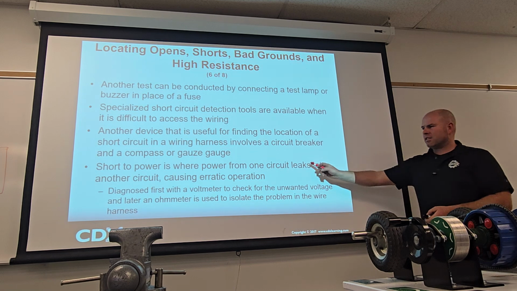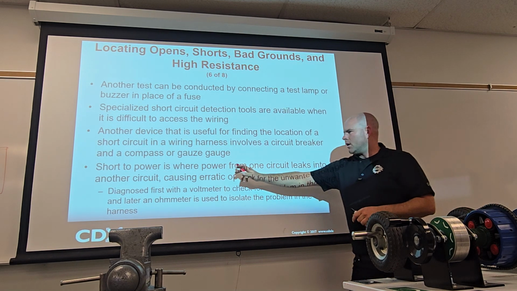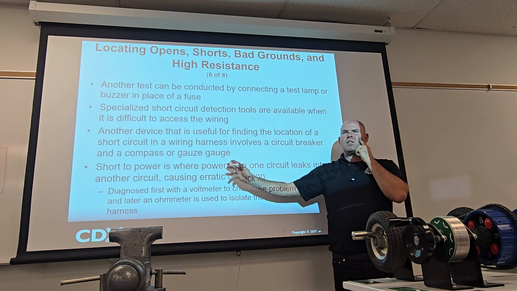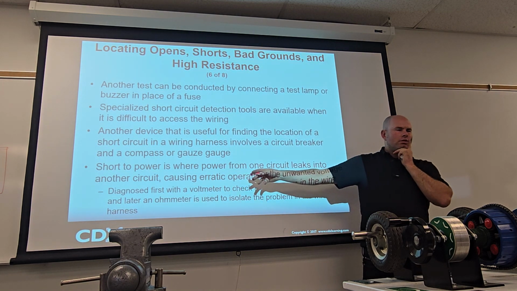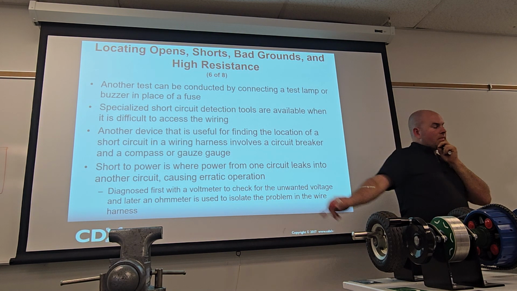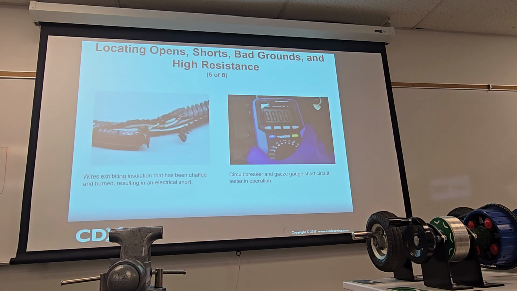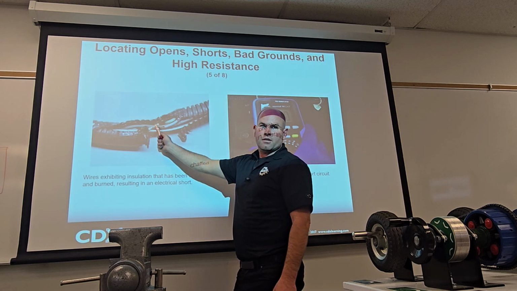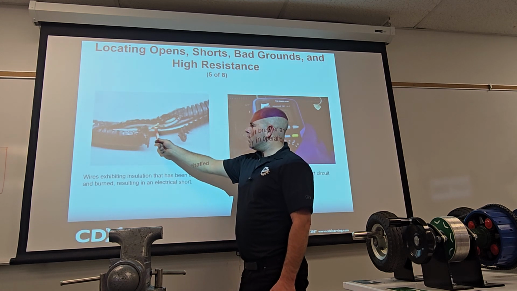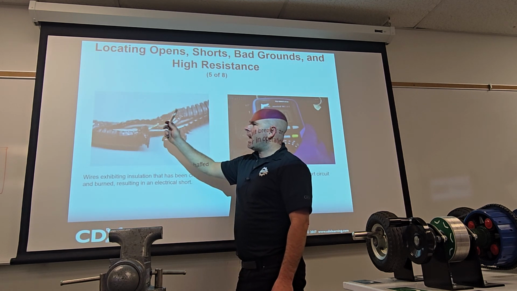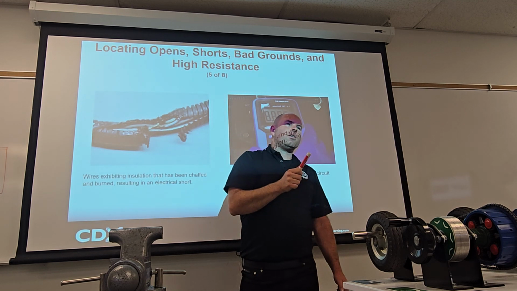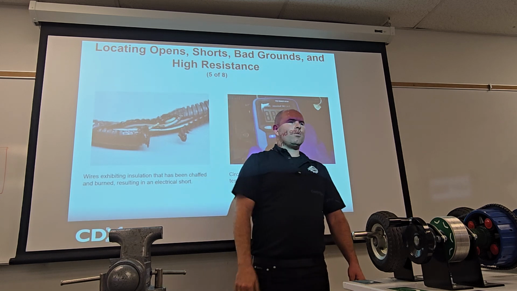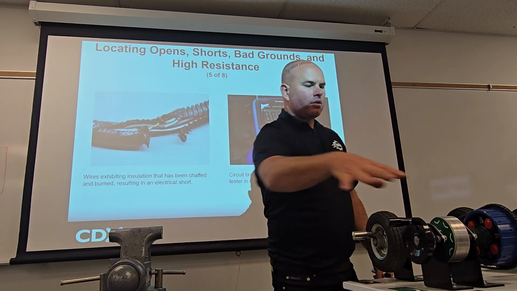And then I think this one you got, the short to power, is where power from one circuit leaks into another. Why is this so different than a short to ground? There's a major difference. If this wire's bare, you can see it's shiny right there, it could blow the fuses and stuff. True, but if this wire is shiny, anything that's bare metal on the chassis, that would be a short to ground. So the ground is everywhere. Anything that's metal is grounded, right?